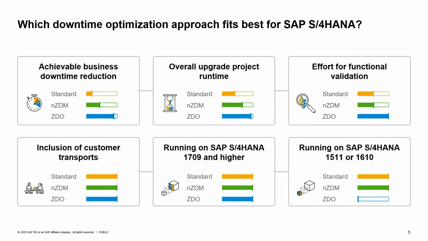Now we're talking about S/4HANA. When can you use zero downtime option? Basically, we're going to start it here with the release 1709, which means for the customers that run on 1511 or 1610, the downtime optimized way would be NZDM. Keep in mind, 1511 runs out of maintenance by end of the year.